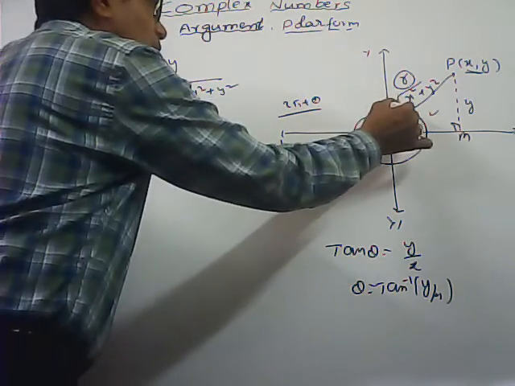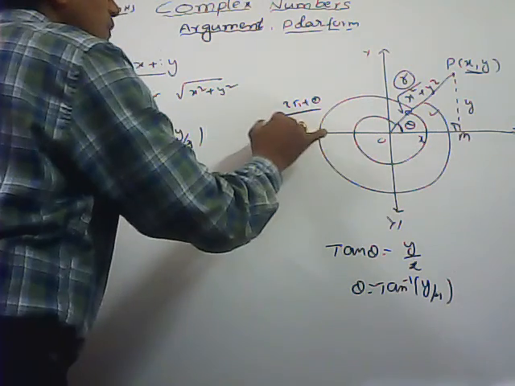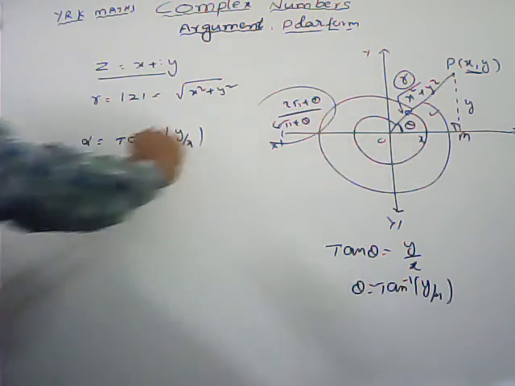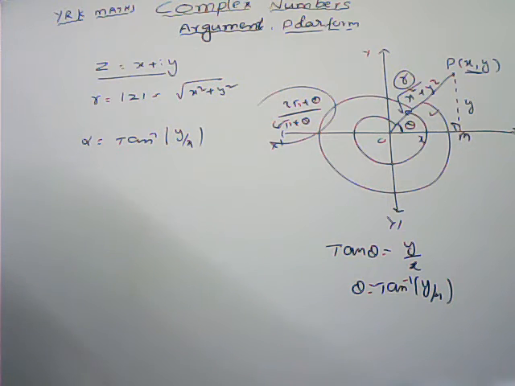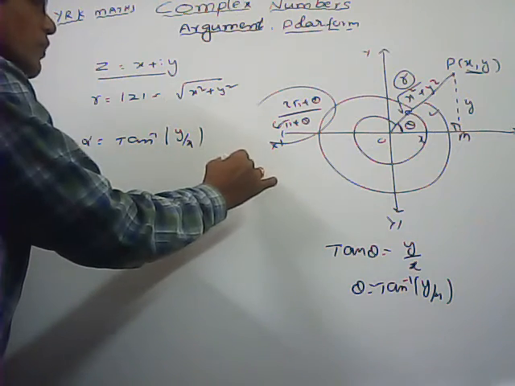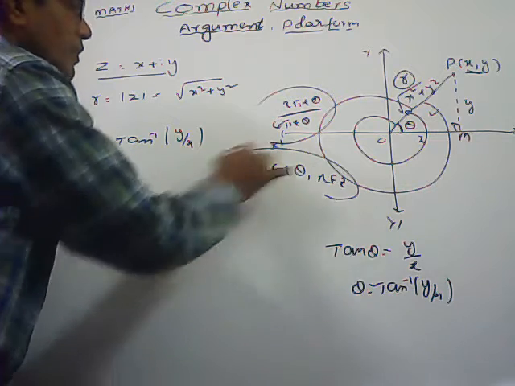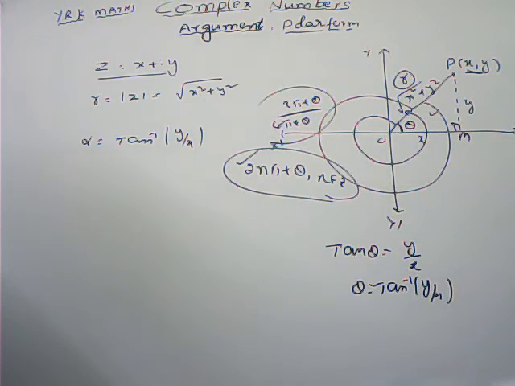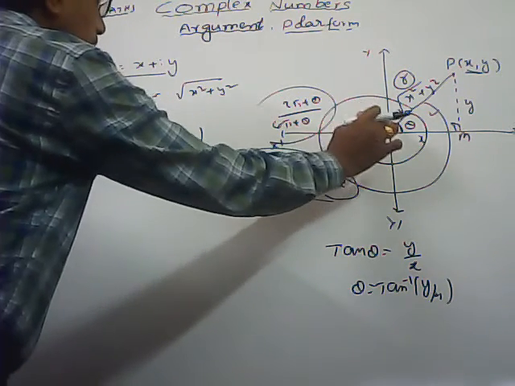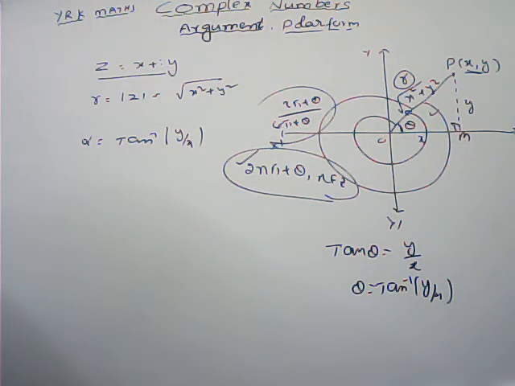And if it makes one more revolution, 4 pi plus theta. For every revolution it comes to the same position. So 2 pi plus theta, 4 pi plus theta, and so on. That one we say 2n pi plus theta, where n belongs to Z. All these are arguments of a complex number only. The argument of a complex number is not unique. If theta is the argument of a complex number, then 2n pi plus theta, n belongs to Z, are also arguments of the complex number.